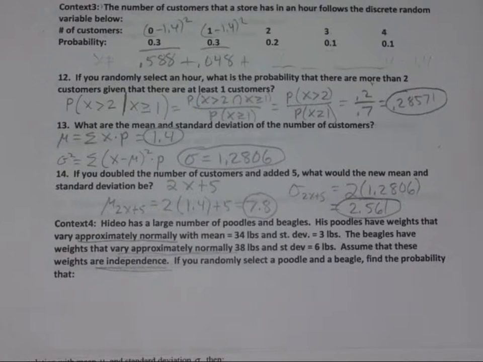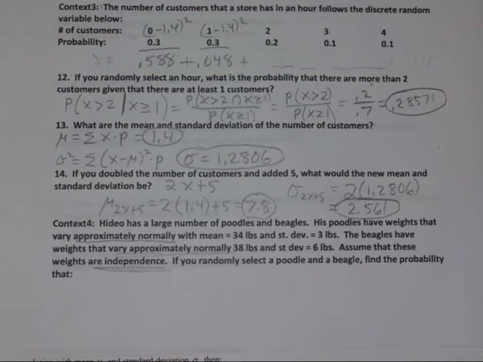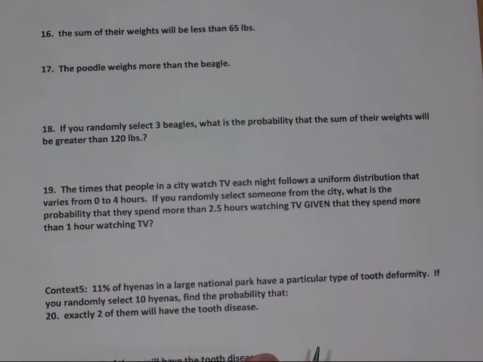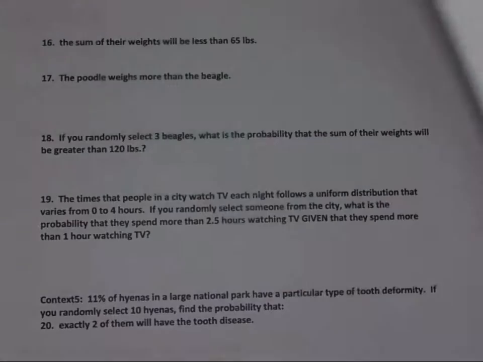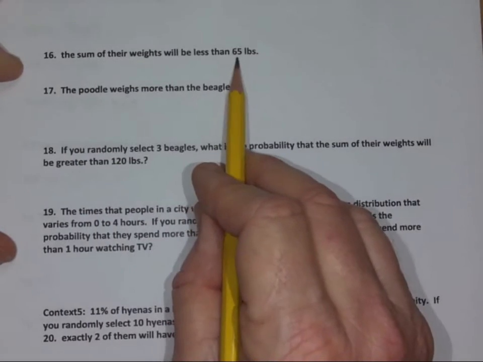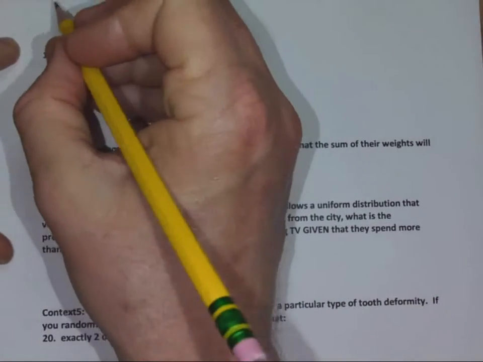That's really important. Now we can combine them if they're independent. If you randomly select a poodle and a beagle, find the probability of that. And so here are our problems that deal with the poodles and the beagles. Now find the probability that the sum of their weights will be less than 65. So the sum of their weights. Let me write down what our variables are.